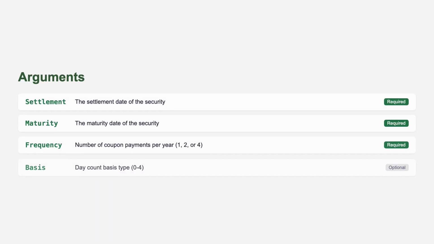There are 4 arguments: settlement, the settlement date of the security; maturity, the maturity date; frequency, the number of coupon payments per year, which can be 1 for annual, 2 for semi-annual, or 4 for quarterly; and basis, an optional day count basis type from 0 to 4.